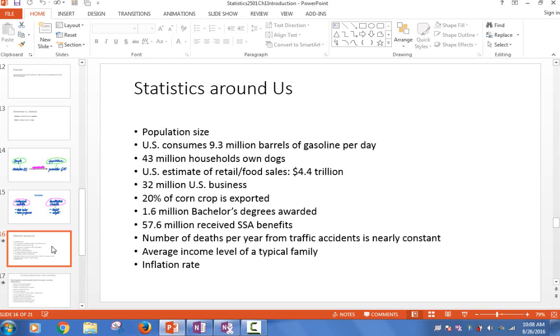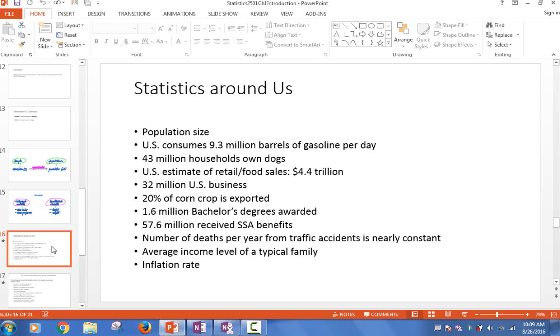Okay? So the point is, governments do a lot of statistics. So you have a lot of government agencies doing a lot of statistics because we want to know what's the population. We want to predict what the population will be in the future, things like that. And other examples would be, how many barrels of gasoline do we use per day in U.S., let's say, right? And that's 9.3 million barrels of gasoline.